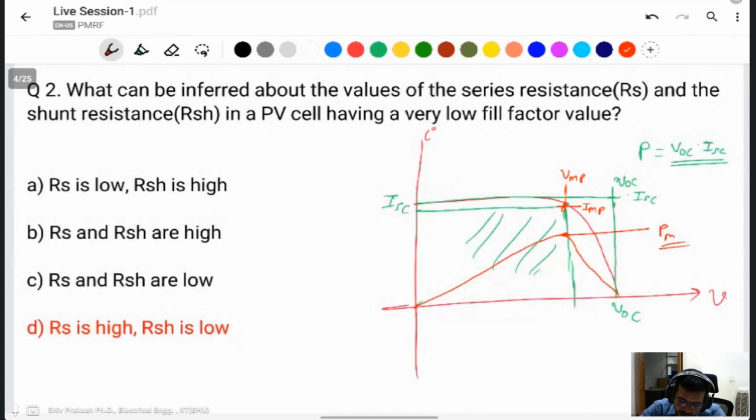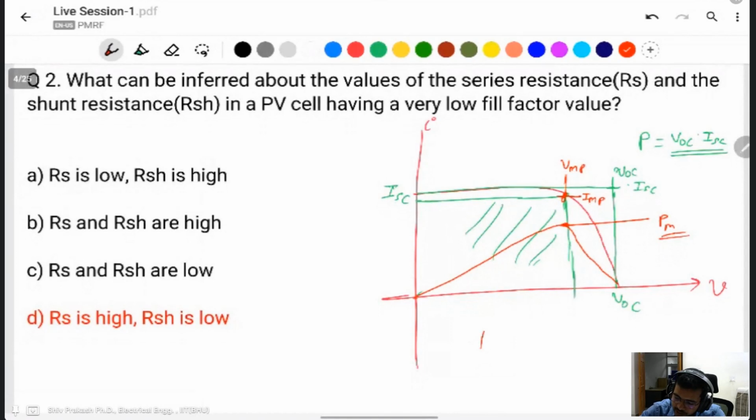The question asks what can be inferred about the series resistance and shunt resistance in a PV cell having a very low fill factor. Fill factor is VMP times IMP divided by VOC times ISC. If the maximum power is the same as VOC times ISC, then the fill factor will be 1. But because of the series and shunt resistance, some power is lost in the circuit. That is why the fill factor is less than 1 in a practical PV cell.